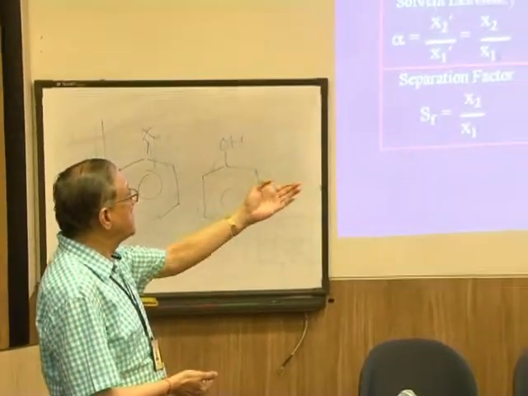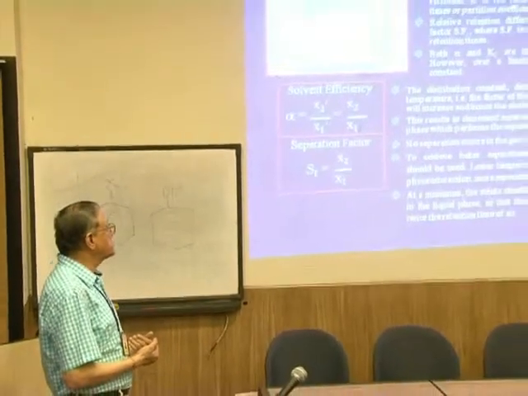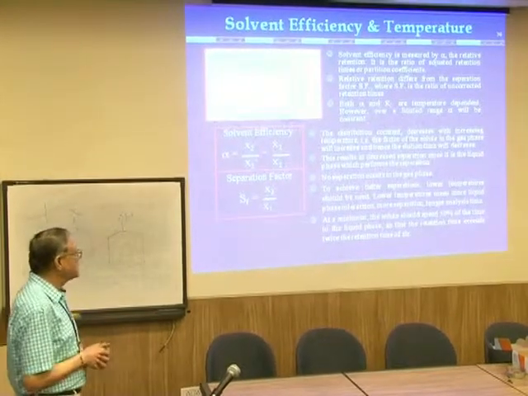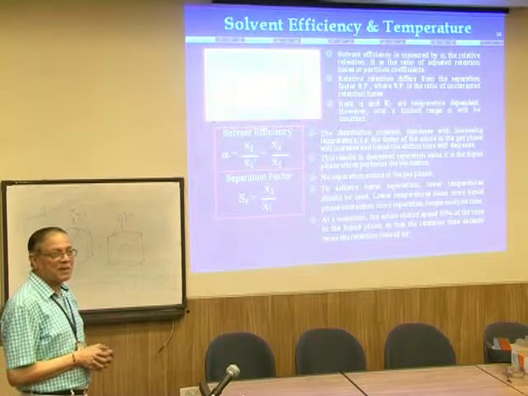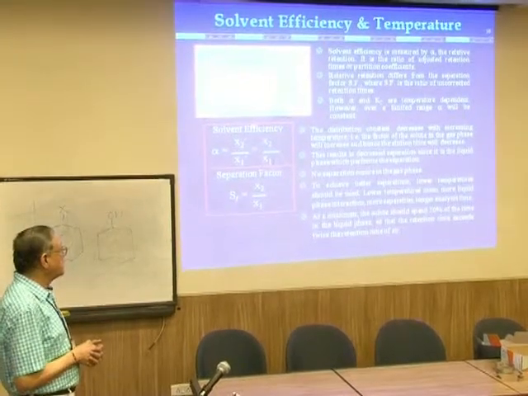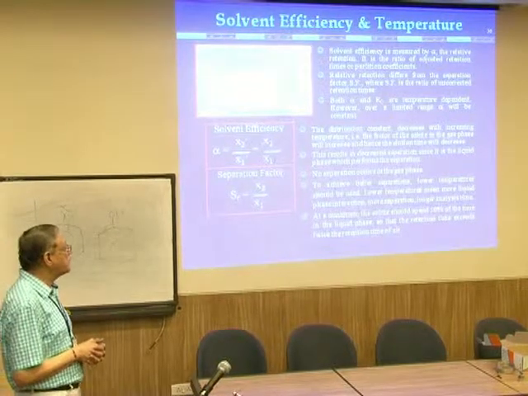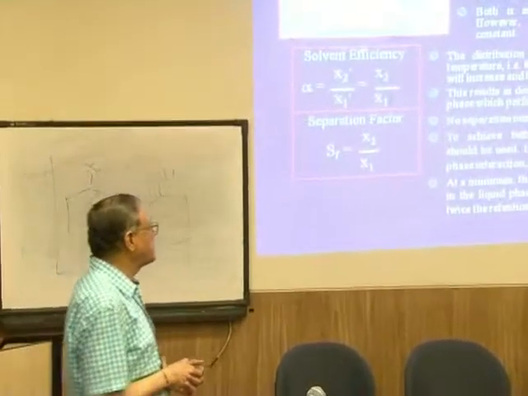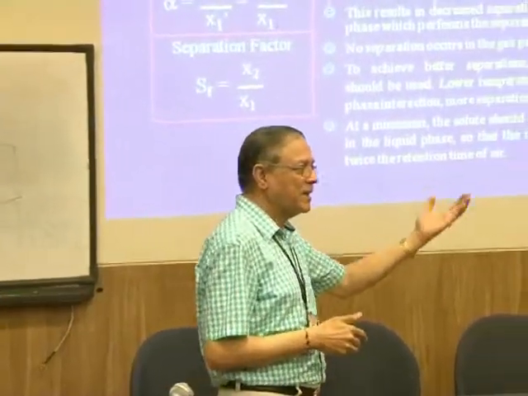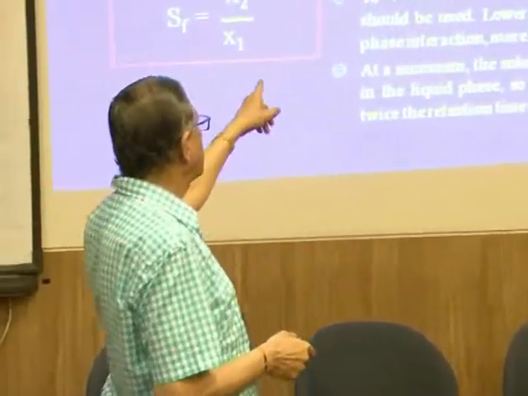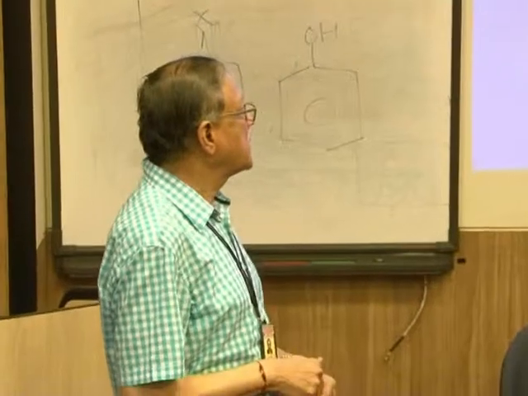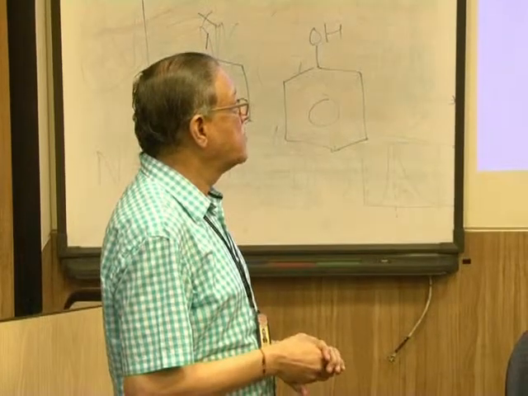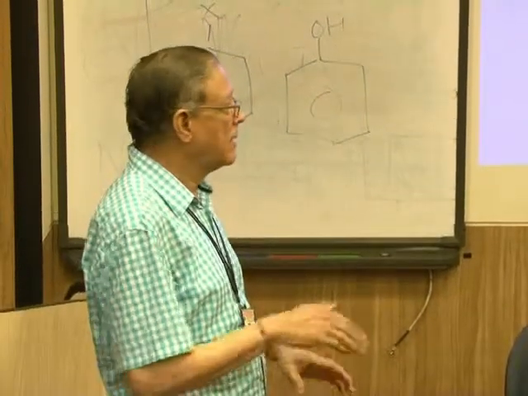Therefore, to achieve better separation, lower temperatures should be used. Lower temperatures mean more liquid phase interactions, more separation, but longer analytical time. And at a minimum, the solute should spend 50% of the time in the liquid phase so that the retention time exceeds twice the retention time of air. But the most important thing is, to achieve better separation, lower temperatures should be used.